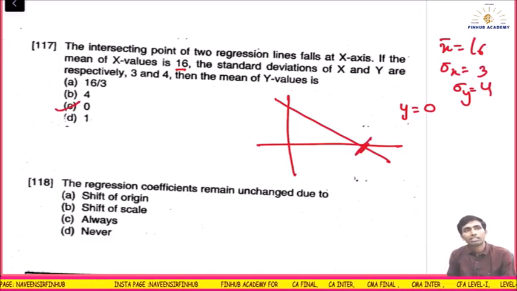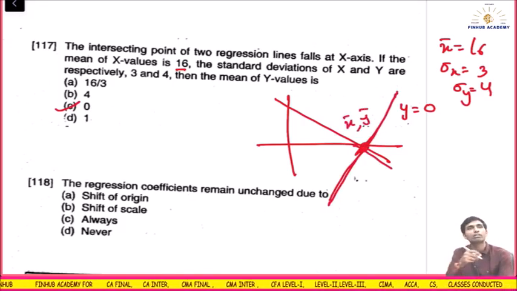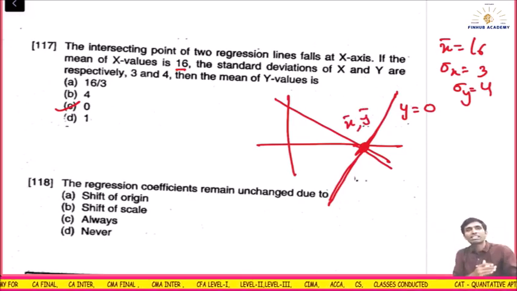Is that clear? See, the intersection of the two regression lines means where they intersect. They intersect on the x axis. That means y is what? 0. The intersecting point is x bar and y bar. What is y bar? 0. So y bar will be 0. Intersecting point means where the two lines intersect.